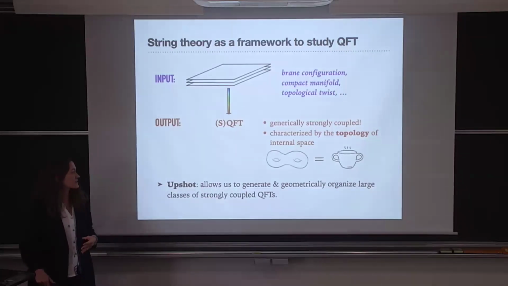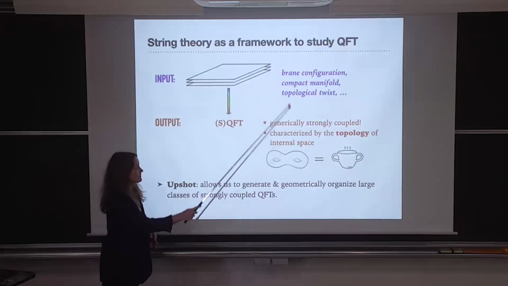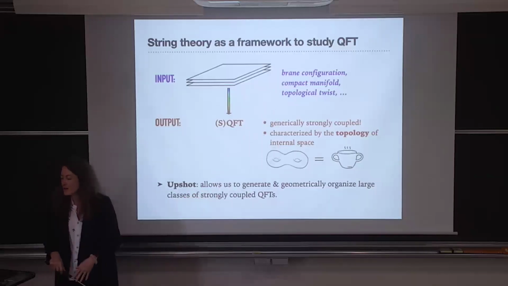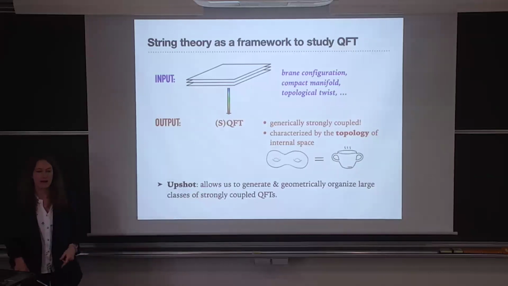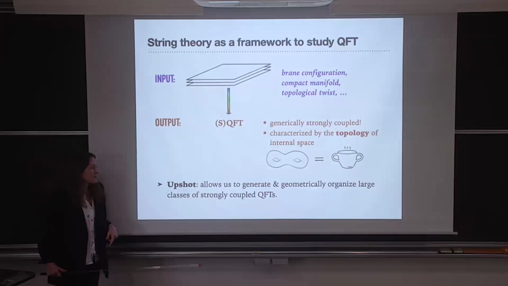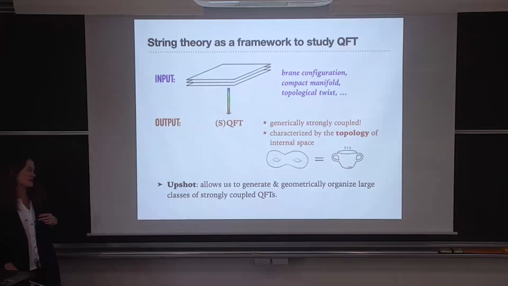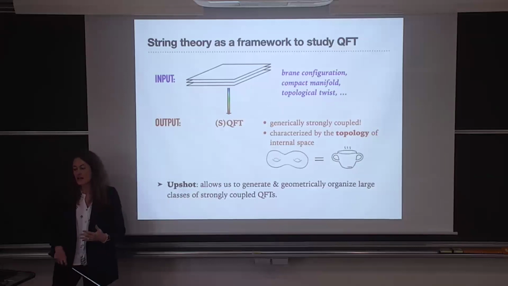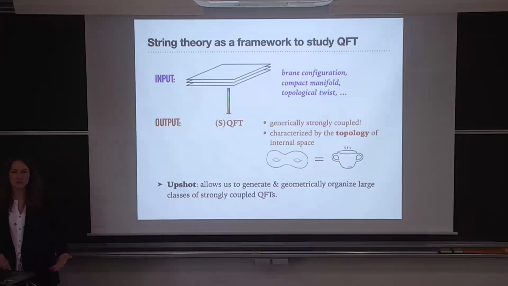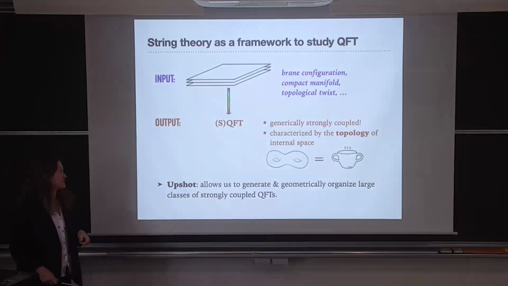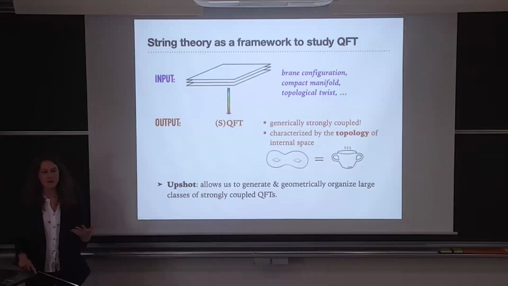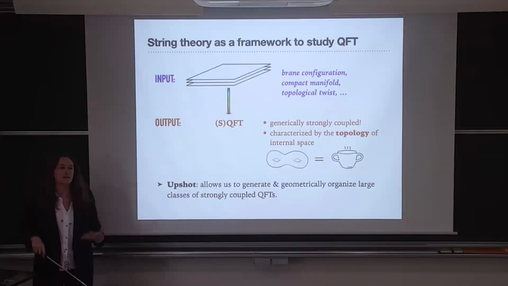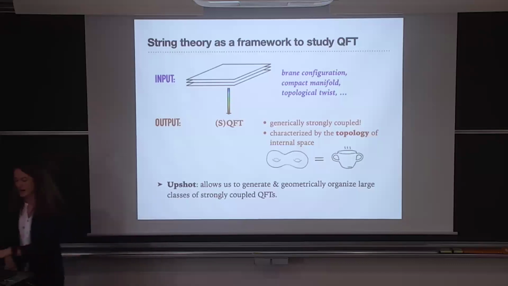These quantum field theories are also characterized by this initial data, and in particular by the topology of the internal space involved in the compactification. So the big upshot to this program is that it allows us to generate, and not just generate but organize geometrically, large classes of strongly coupled quantum field theories. Because now we can trace their properties back to different properties of the geometry and try to get some additional handle on computing their strong coupling properties.